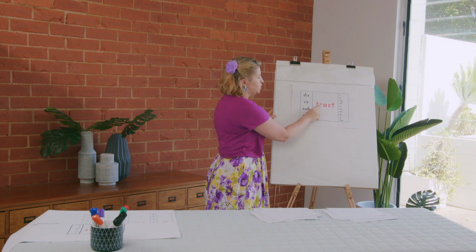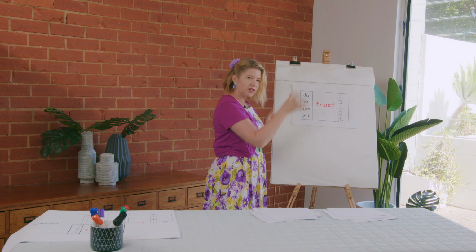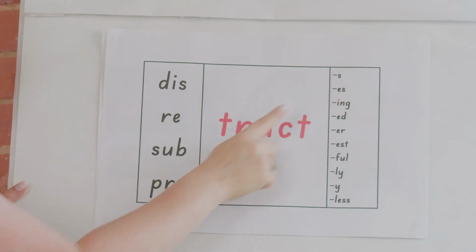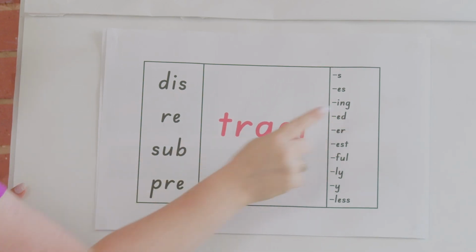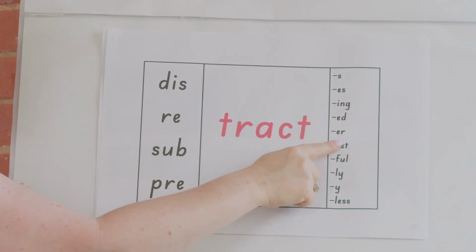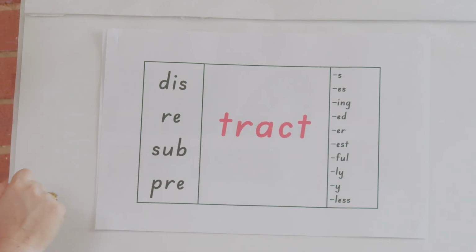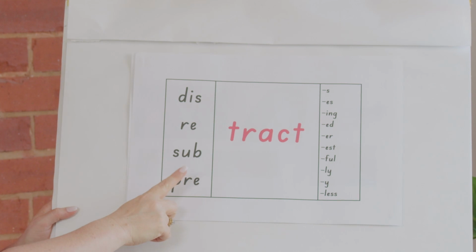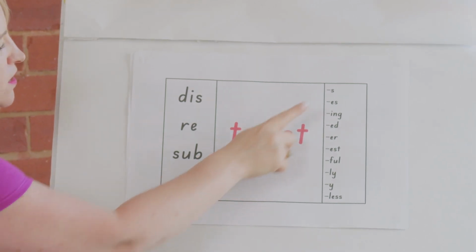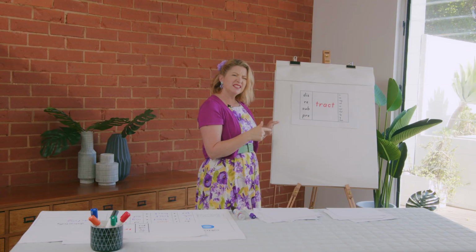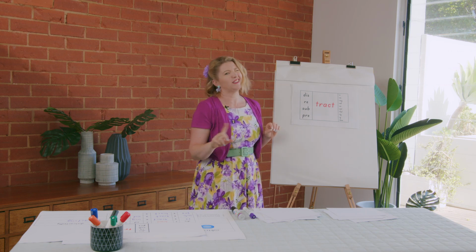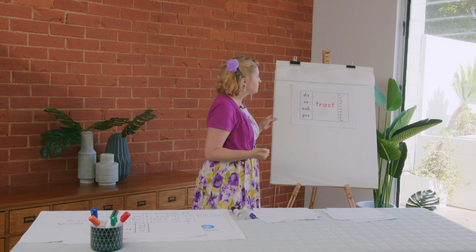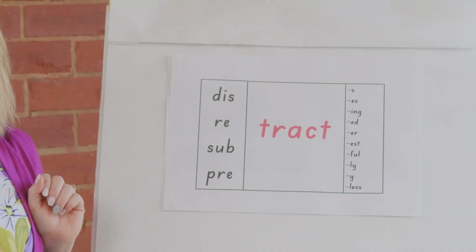How about subtract? Sub means under or below, so you're going to pull something under or below. Subtracts. Subtracting. Subtracted. Subtractor. Subtractist. We'll stick to those top ones. Pretracts. Sounds like it could be a word, but it's not a word. We can't put pre in front of tract. That doesn't make sense.